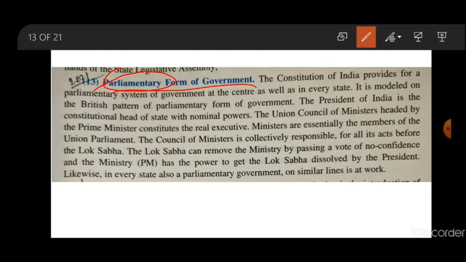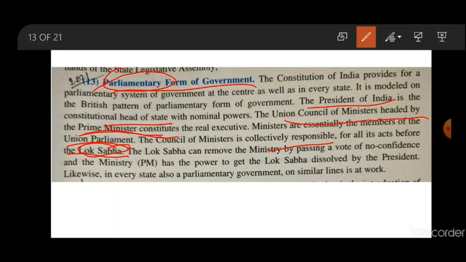So we have the President of India, who is the head of the country, a constitutional head. But the real powers are with the Prime Minister and his Council of Ministers. The Council of Ministers is always headed by the Prime Minister. Ministers are essentially members of the Union Parliament. They are collectively responsible for all their acts to the Lok Sabha. Remember, they are responsible to the Lok Sabha and not to the Rajya Sabha.